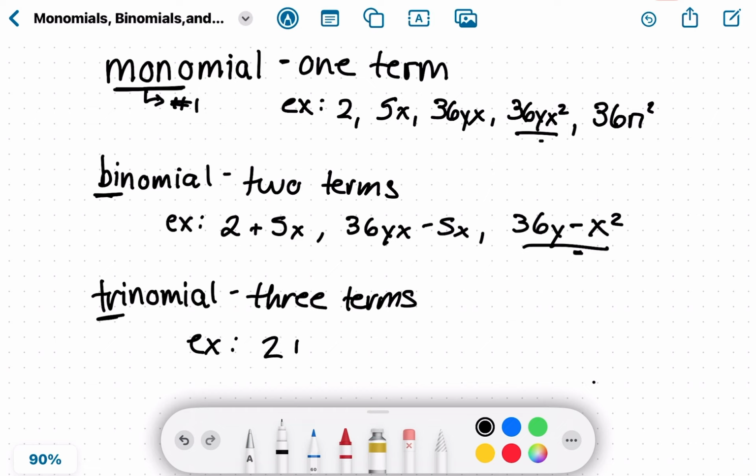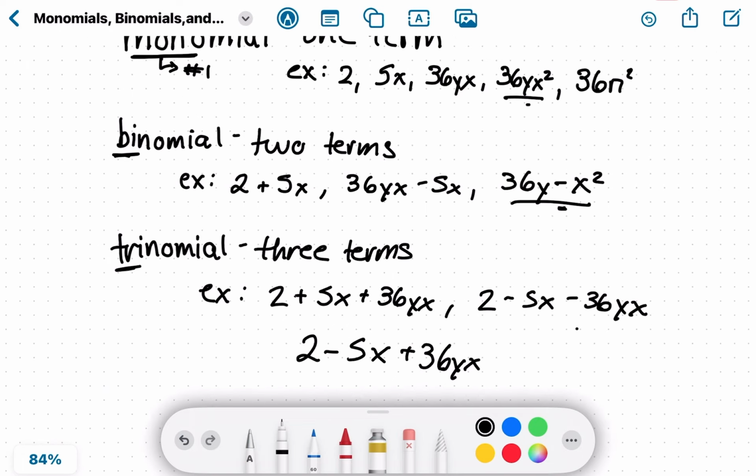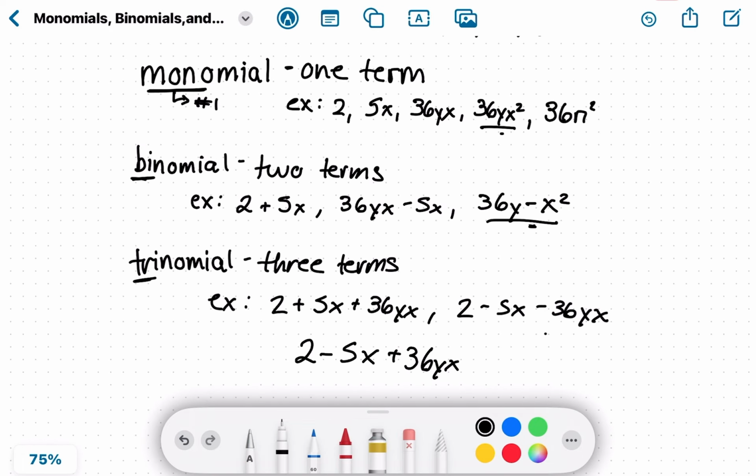So 2 plus 5x plus 36yx would be 1. Or 2 minus 5x minus 36yx, also 1. You could also do 2 minus 5x plus 36yx. All of these are trinomials.